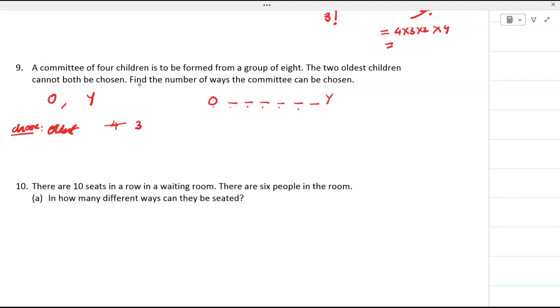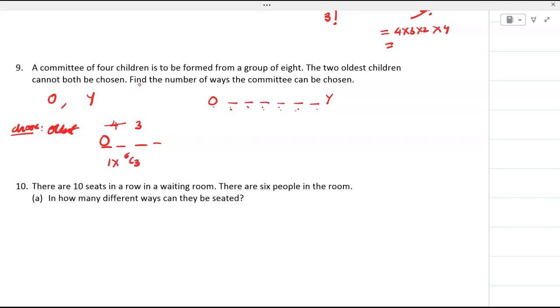Yeah, 3 more, correct. You want a committee of 4. You've taken your oldest, you have 1 already, so you need 3 more. 3 more from which? How many? Out of 8 minus 1, 6, 2, 6. 3, 4, 5, 6 out of 6. So 1 and 2, 6C3.